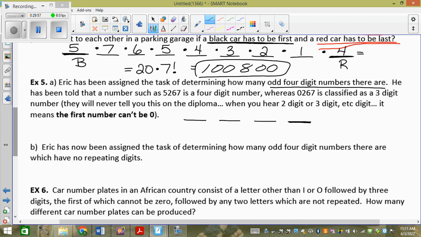So I can have 1. Remember, I list the options below, state how many are above. So I can have a 1 here, or a 3, or a 5, or a 7, or a 9. I'm listing all the options below. We agree? Can I have 0 there if it's an odd number? 4? 8? No. So that's the only numbers I can have.